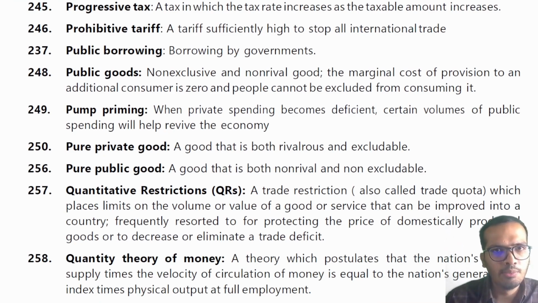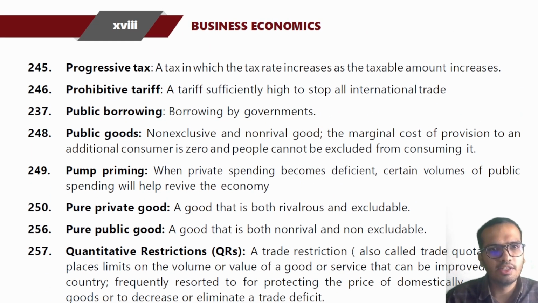Then we have number 245, progressive tax. So it is a tax in which the tax rate increases as the taxable income increases. So India has a progressive tax system. Then comes prohibitive tariff. So it's a tariff sufficiently high to stop all international trade. Then we have public borrowings, that is borrowings by government.